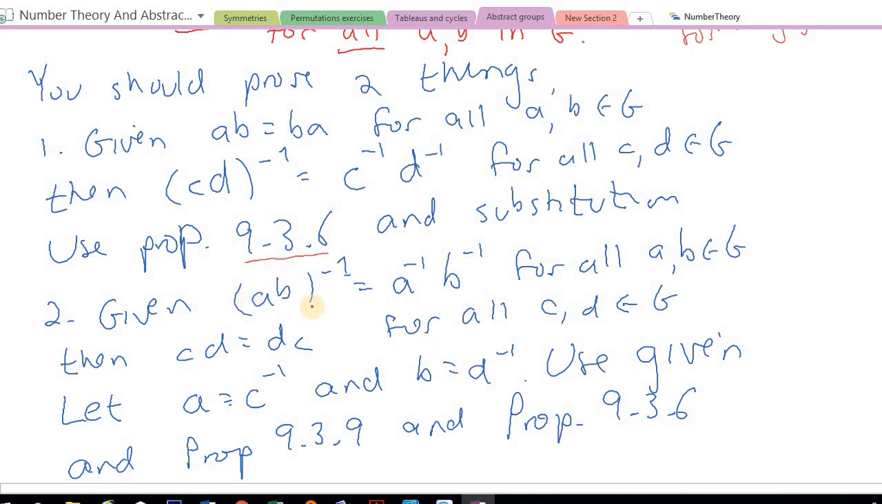Then you can use this given and use substitution, plug in c inverse and d inverse, and then use these two propositions, and then you can use that to show that cd and dc are both equal to the same thing. So you're going to find a way to show that cd and dc are both equal to the same thing, and that will show you that cd equals dc.